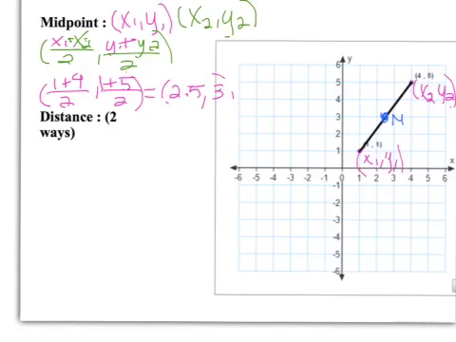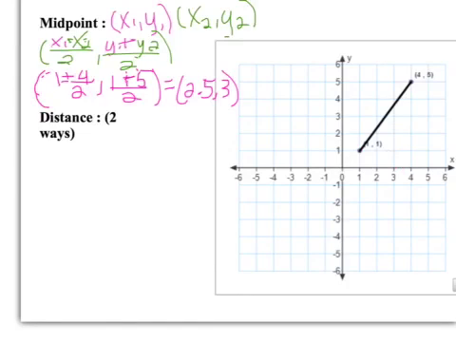Now finding the distance, there's two ways that we can find the distance. The first way that we can find the distance of this line segment, let's say AB, is by making this into a right triangle. We'll be able to use the Pythagorean theorem, which says a squared plus b squared equals c squared. So this is our a, b, and the hypotenuse is c.